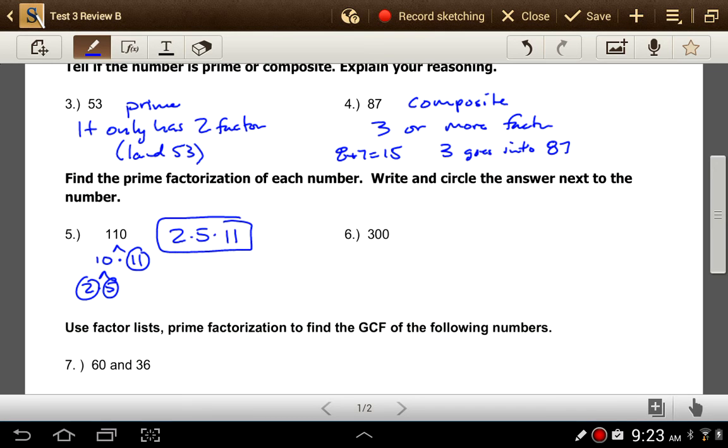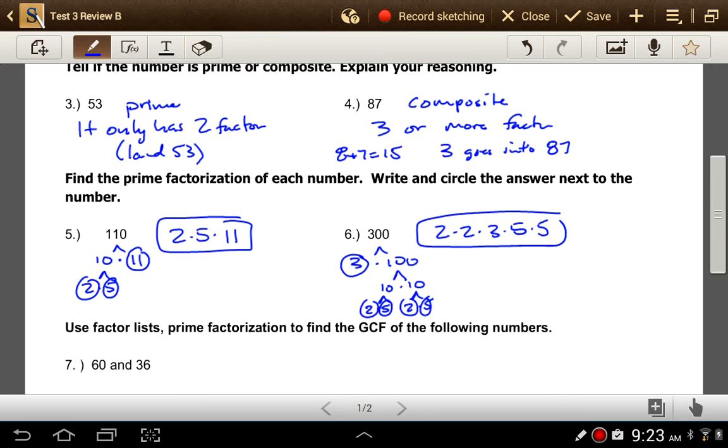Okay. For 300, I'm going to do 3 times 100. 3 is prime. I'm going to circle it. For 100, I'm going to do 10 times 10. They're both composite. 10 is 2 times 5. And this 10 is 2 times 5. So my answer is 2 times 2 times 3 times 5 times 5.